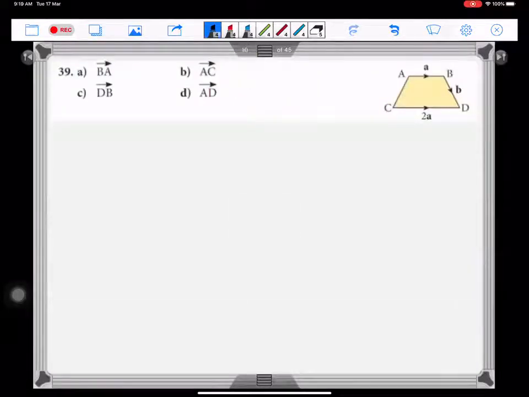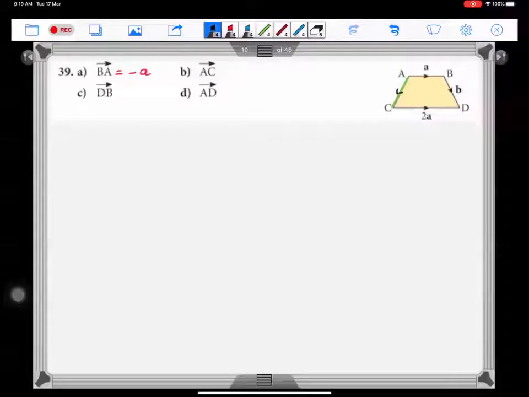That's it. Okay, now let's move on to this question. The vectors are given as follows. Find BA. Now, how can I go from B to A? B to A is negative A. How can I go from A to C? A to C is, you have to go all the way around. A to C is this resultant.